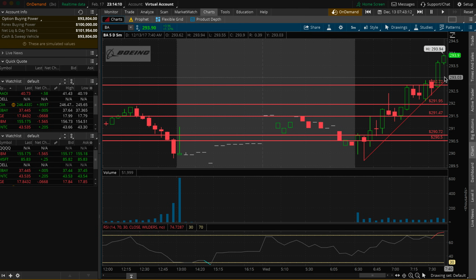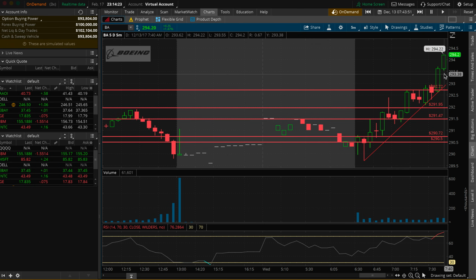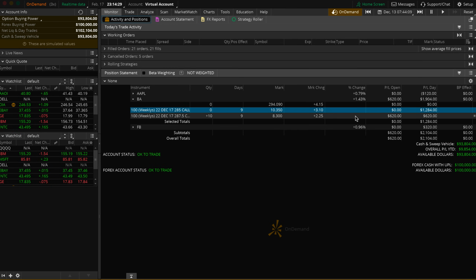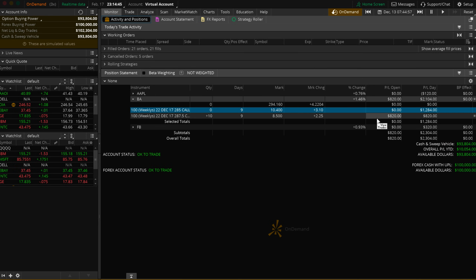Trend line, nice. Now you got to be careful when these stocks start going too far away from the trend line. That could mean that it's going to pull back soon. So this is going high, 620. If we get to 1,000, we'll take off half the position. $820. So we just made 2,000 for the day.